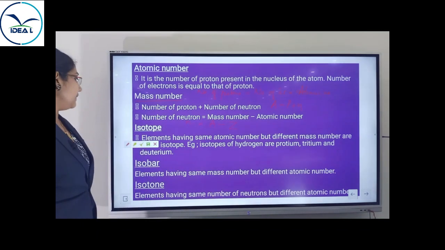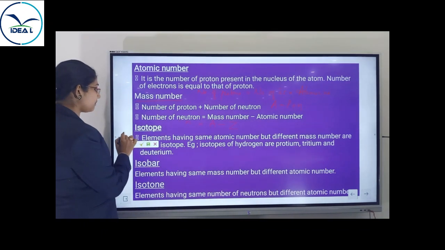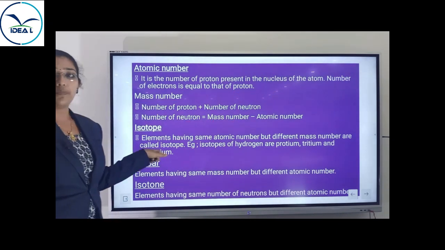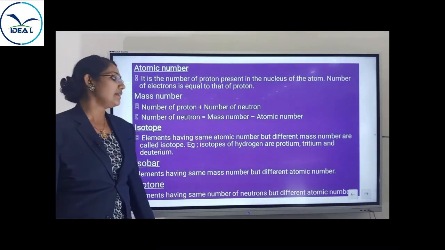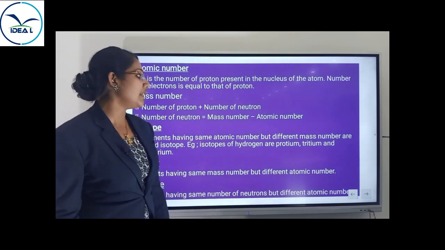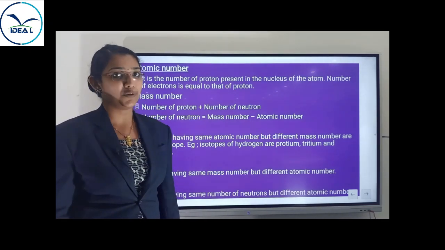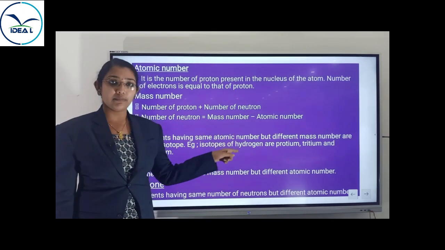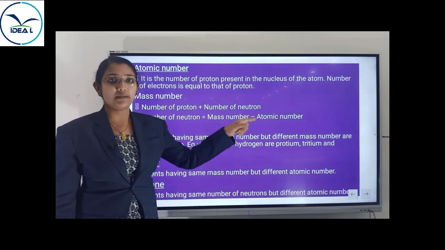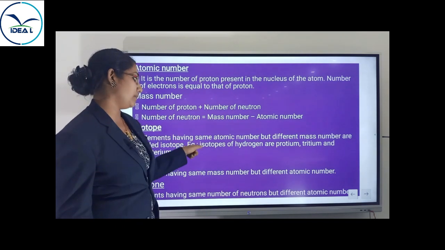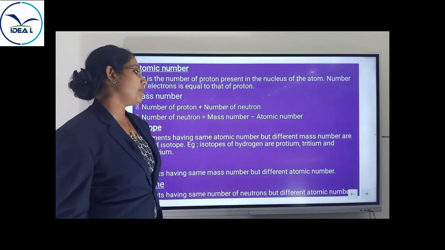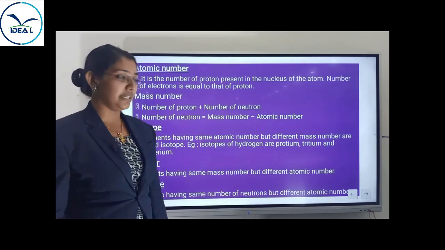Then isotope. Elements having same atomic number but different mass number are called isotopes. Example, isotopes of hydrogen are protium, tritium and deuterium.